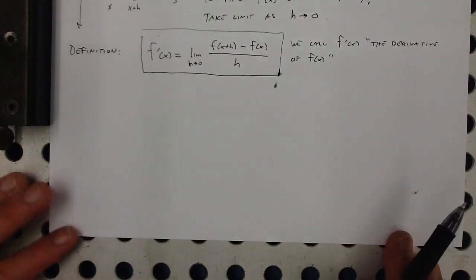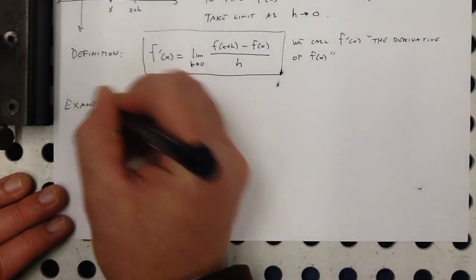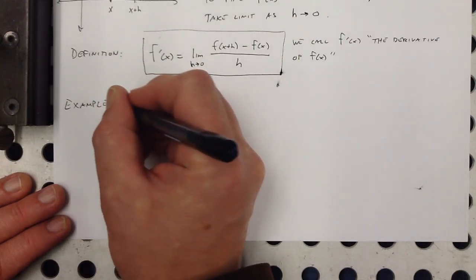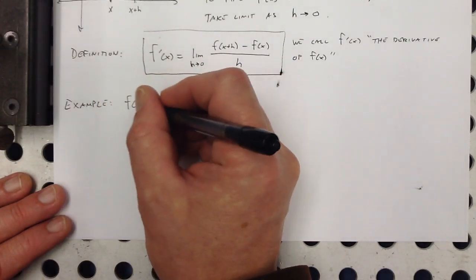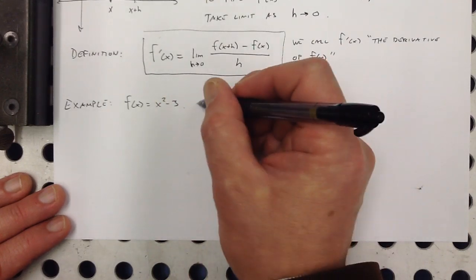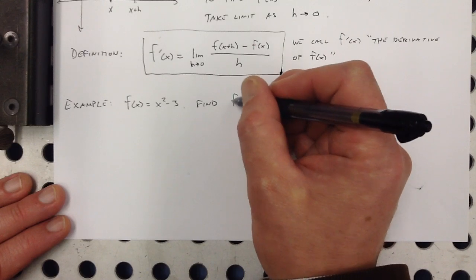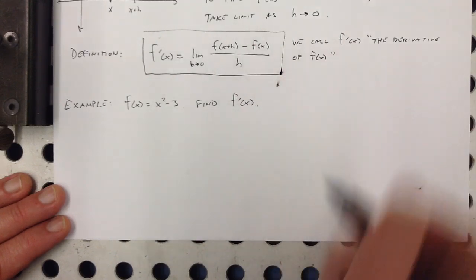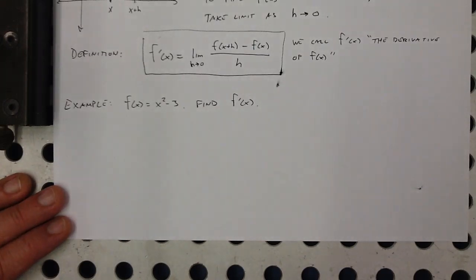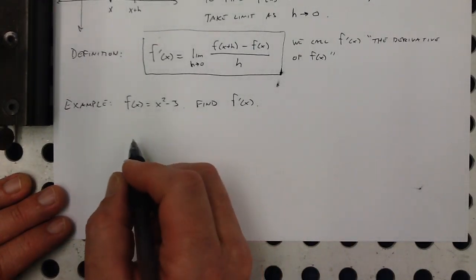So, let's try an example. Let's do the same example, but let's use this. So let f of x be equal to x squared minus 3. Let's find f prime of x. So find the derivative of this, the slope function. All right, so let's see if we can do that.